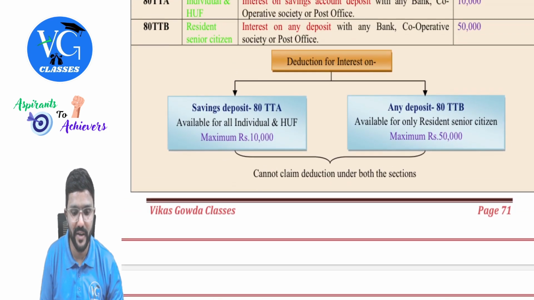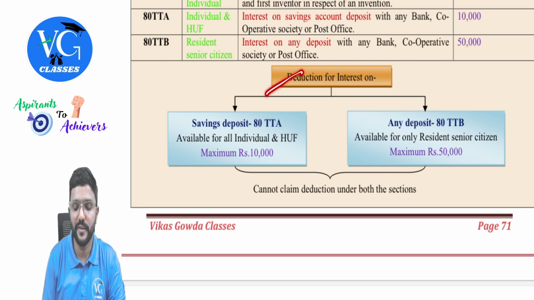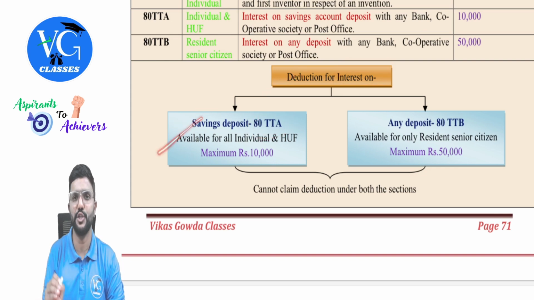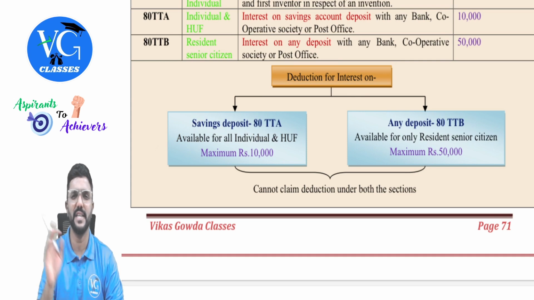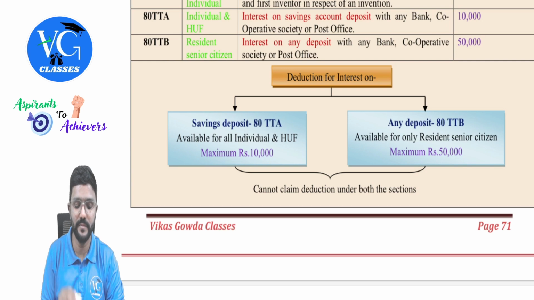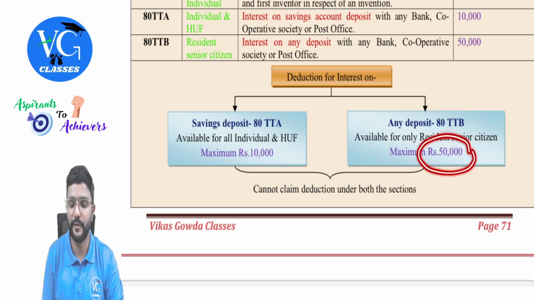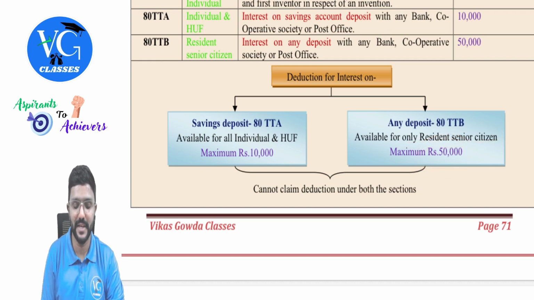Yes, I have also given it by way of chart here. You can see deduction for interest on saving deposit under section 80TTA for any individual and HUF, whether they're resident or non-resident, less than 60, more than 60, it doesn't matter. If it is more than 60, first go and check 80TTB. Okay, yes. Maximum is how much? 10,000. Whereas deduction for interest on any deposit is given under section 80TTB, but only for resident senior citizen. Maximum how much? 50,000. Can the same person claim for both?